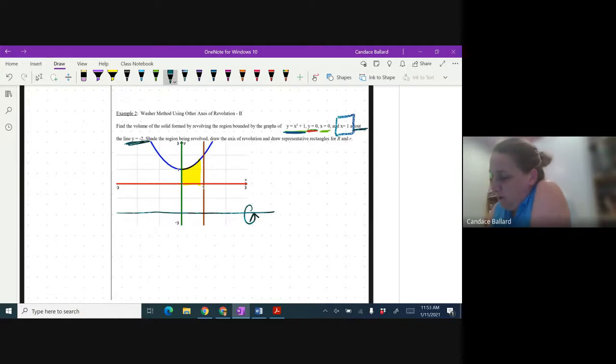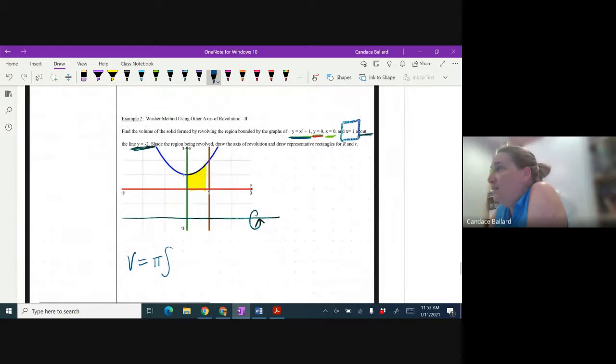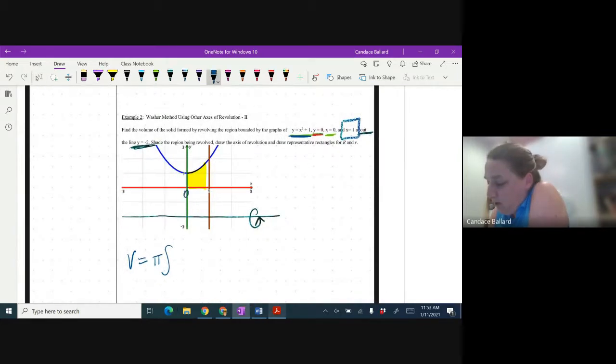Okay, so if I'm revolving for my volume, what's the first thing that I need to do? What's the first part of my formula? Tell me in the chat. All right, it is in fact pi, okay? And we're lucky enough in this particular problem that it's really easy to see our bounds, right? We are definitely going from 0 to 1. If I couldn't understand that, I could set things equal to each other, I suppose, but it's very obvious that it's 0 to 1.